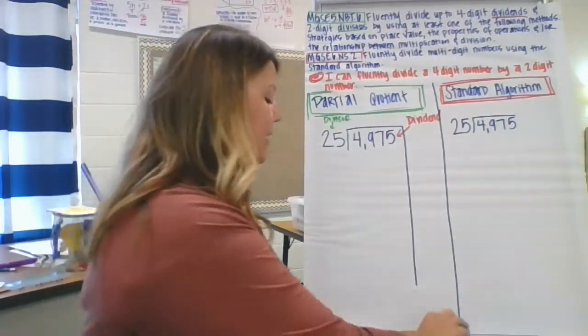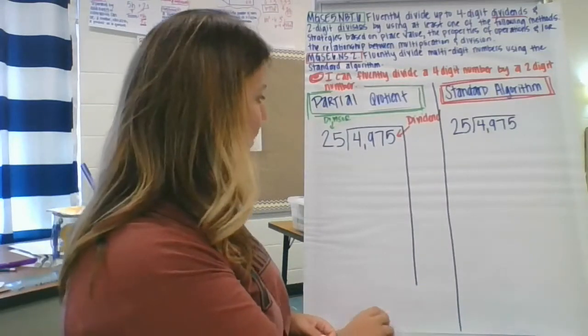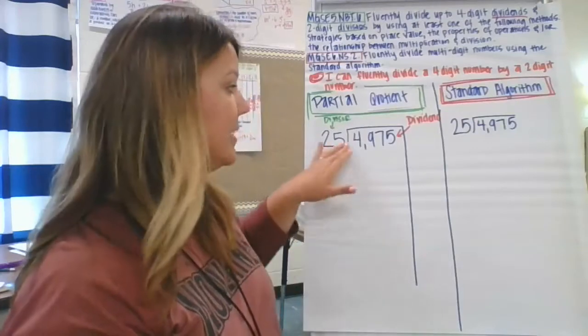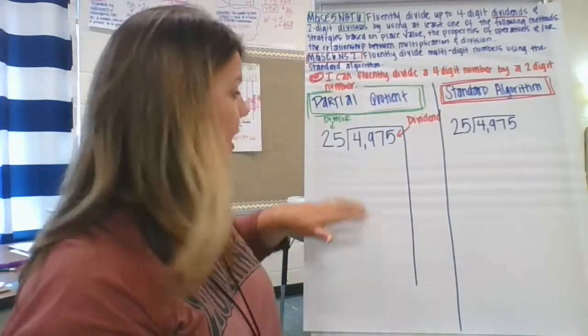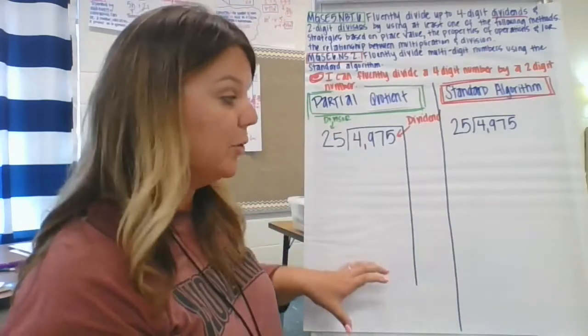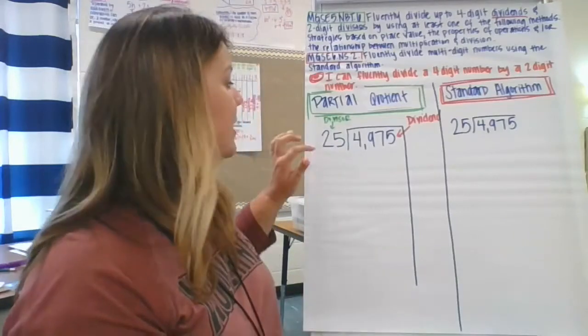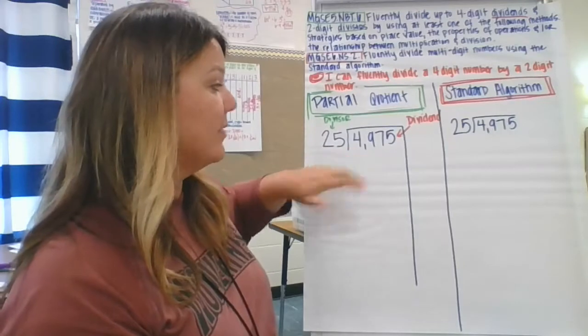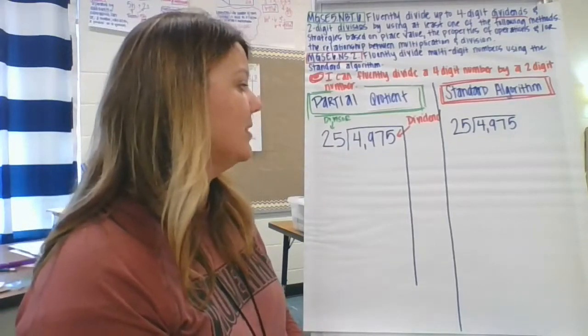All right. So when we use this method, we use our understanding of place value, and we basically take out chunks of this number until we get to the answer, or until we get to the quotient, or we have no remainder or a small remainder left. So when I use this method, I'm going to think about how many times does 25 go into 4,975.